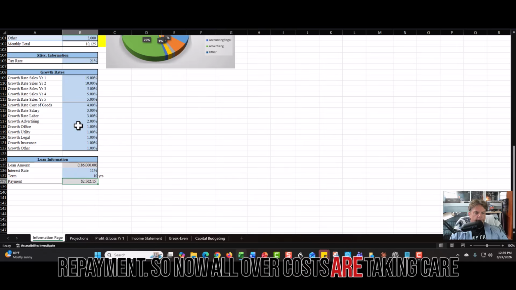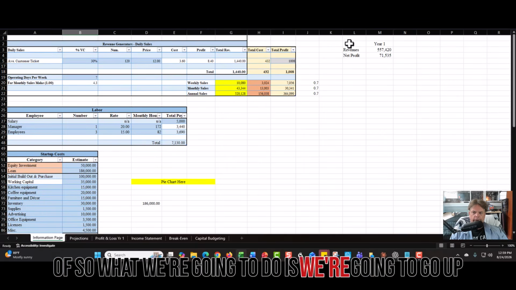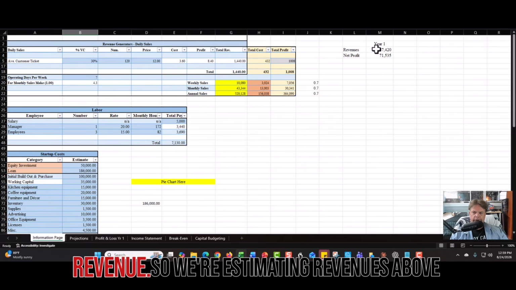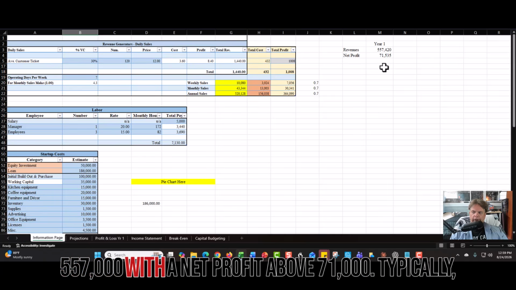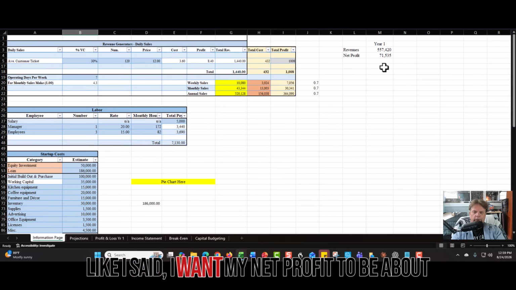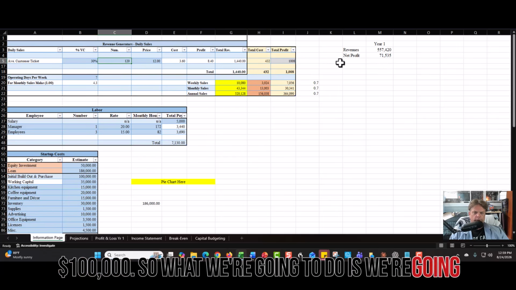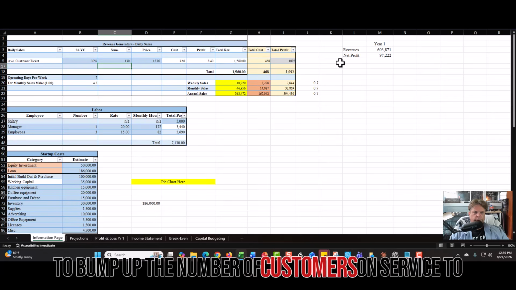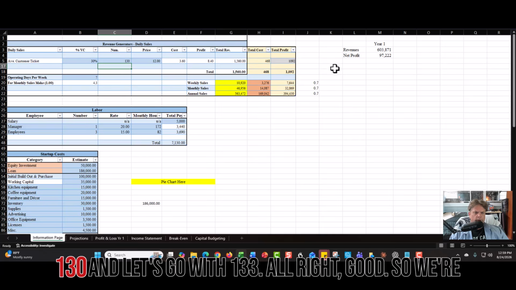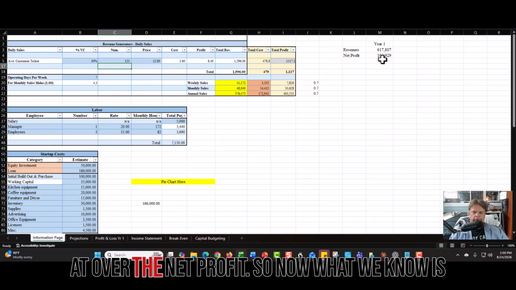So now all of our costs are taken care of. So what we're going to do is go up here and take a look at our revenues. So we're estimating revenues about $557,000 with a net profit about $71,000. Typically, like I said, I want my net profit to be about $100,000. So we're going to bump up the number of customers serviced to 130, and let's go with 133. All right, good. So we're over the net profit.